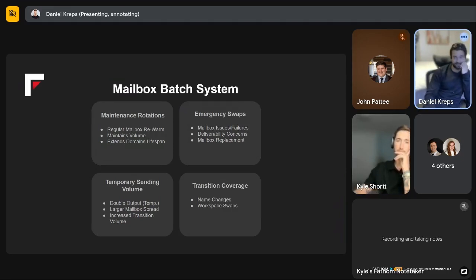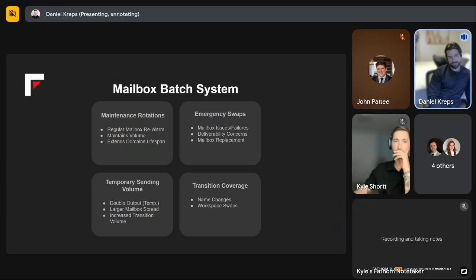For the regular maintenance, these are the 4 core functions. For regular maintenance rotations, we have them on a certain timeline that will regularly swap them out, which helps us by allowing us to enable regular mailbox warm-up. Because the alternative is, let's say you have 10 domains for a client or 20, and what some people do is they'll have a limit set up where if they fall under 80% mailbox health or some sort of parameter, they would just pull that mailbox out.